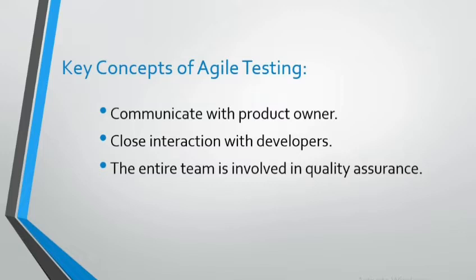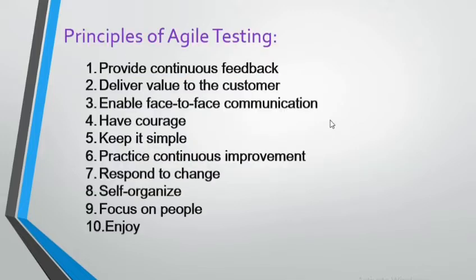Next we move to the key concepts of agile testing. These three are the key concepts of agile testing: communicate with the product owner, close interaction with the developers, and the entire team is involved in quality assurance. These three points help us give a successful product. So these are the key concepts of agile testing.